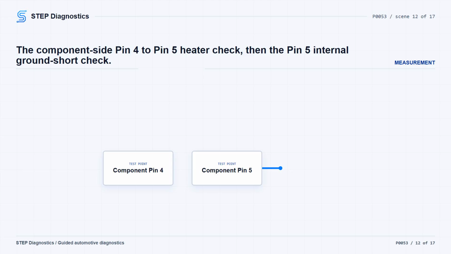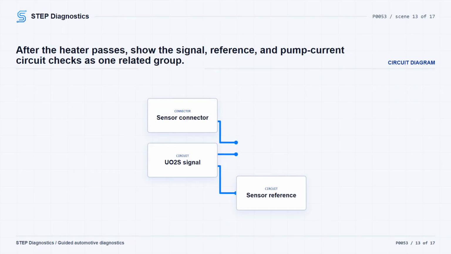If heater resistance is in range, check the UO2S HTR circuit for an internal short to ground to pin 5 on the component side. That resistance should be greater than 1000 ohms. If it is not, install a new universal HO2S, reset KAM, and repeat the self-test. For the bank 2 check, if the connector callout is not clear, pause and confirm the exact connector before measuring. If the heater and internal short checks pass, keep working through the related universal sensor circuits.